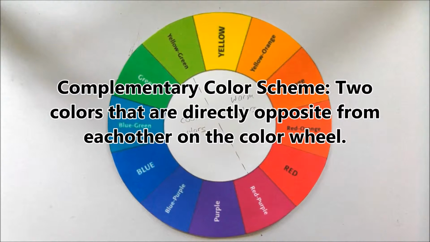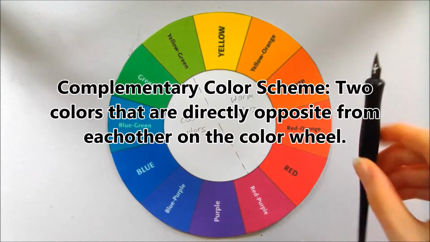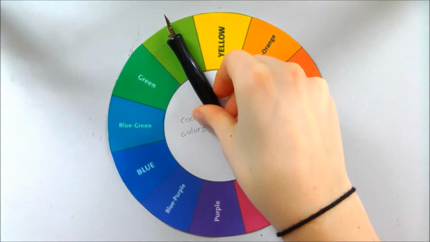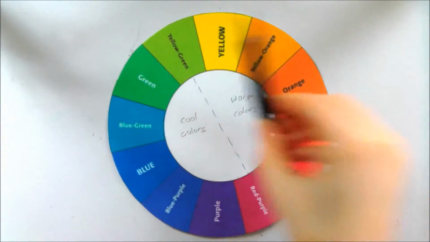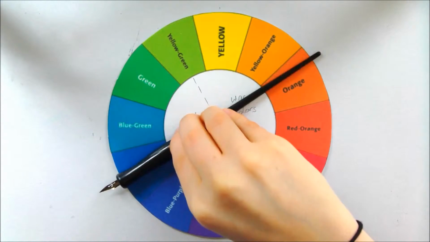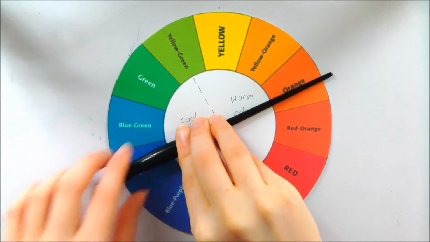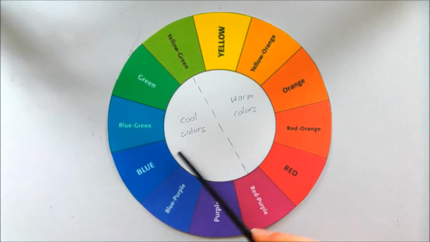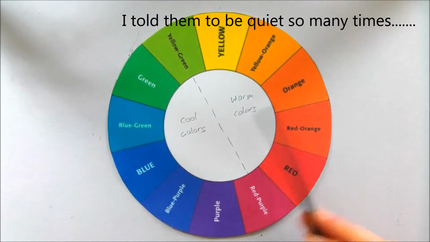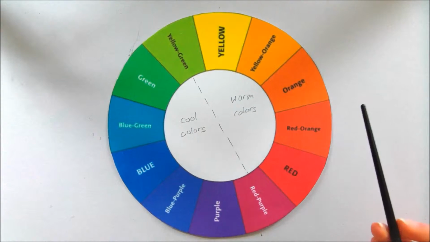A complementary color scheme are two colors that are directly opposite from each other on the color wheel, like yellow and purple, red-purple and yellow-green, green and red, just any colors that are directly across from each other on the color wheel. They complement each other and are a complementary color scheme if you use them together.